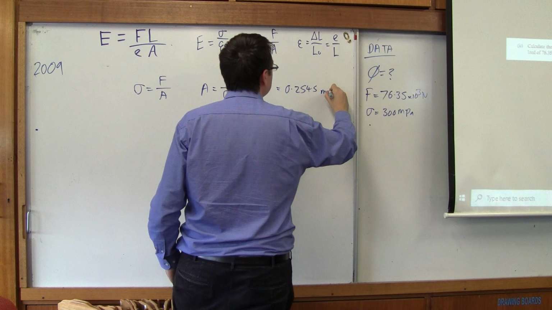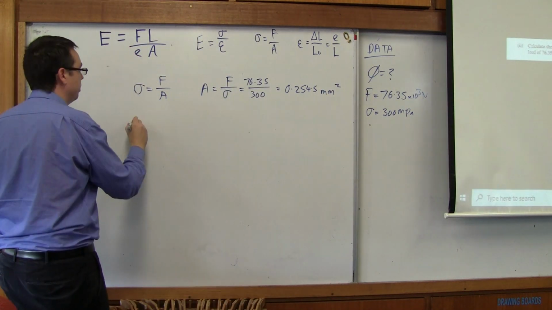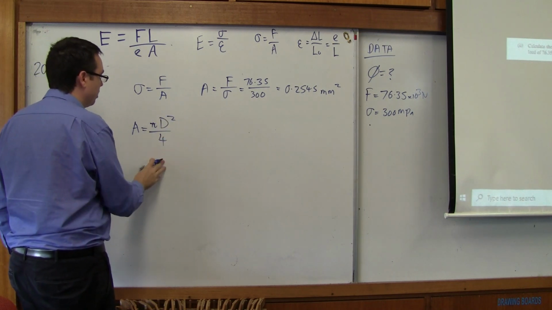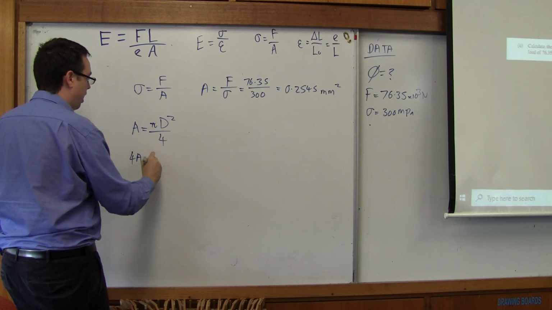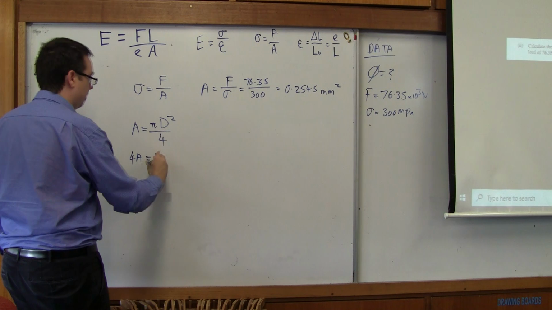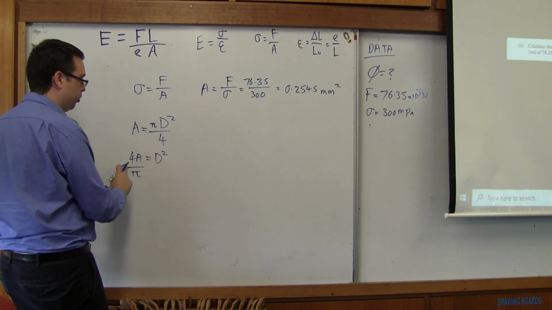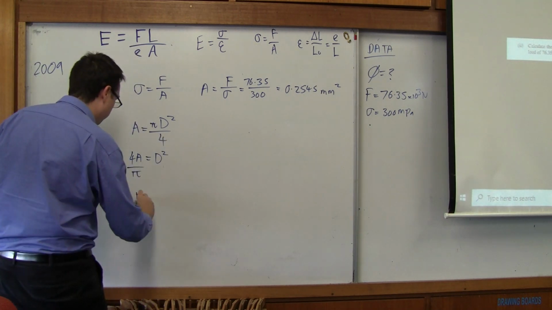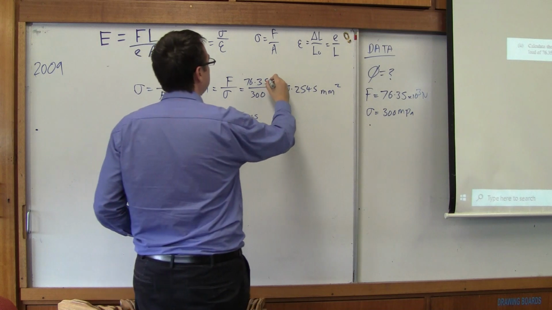Now that's in millimeters squared. That's not a diameter. So what we now need to do is say that area equals pi d squared on 4. So if we want to find diameter, we can say diameter squared equals 4 area divided by pi, and that means that d is going to equal the square root of 4 area divided by pi. Times 10 to the 3.